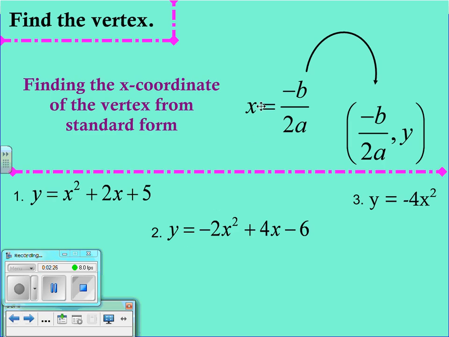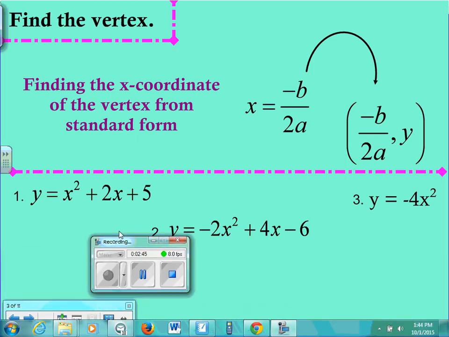Okay, so here we are back to finding the vertex. You can find the x-coordinate of the vertex by following this simple formula of negative b divided by 2a. Once you have your x-coordinate, you plug it back into the equation to figure out what the y would equal. Let's go ahead and practice that a few times.